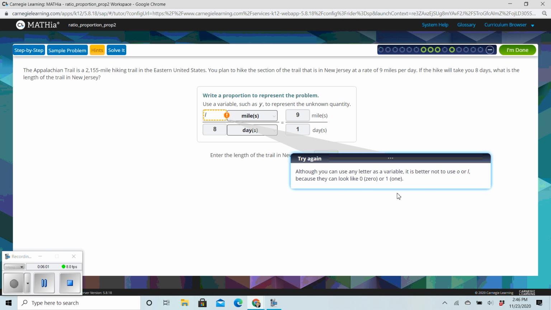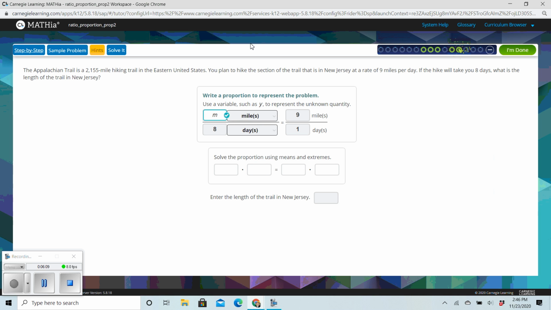Oh, and see, look at this. Why wouldn't we use that? It's better not to use O or L because they look like 0 or 1. Okay, so let's just do M. M for miles. Makes that easy.